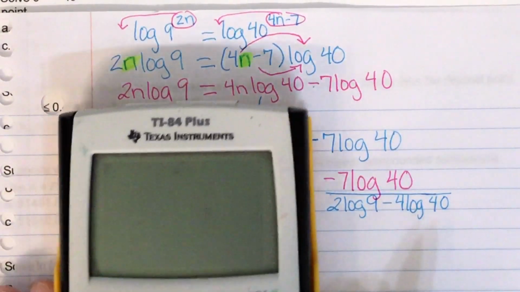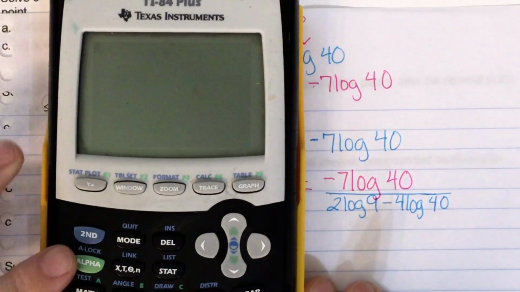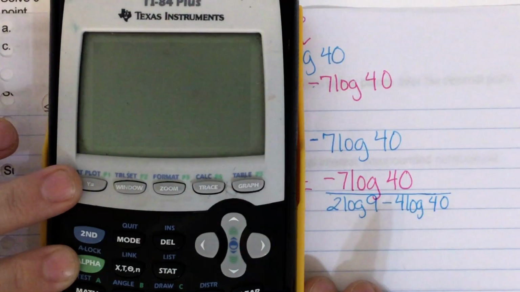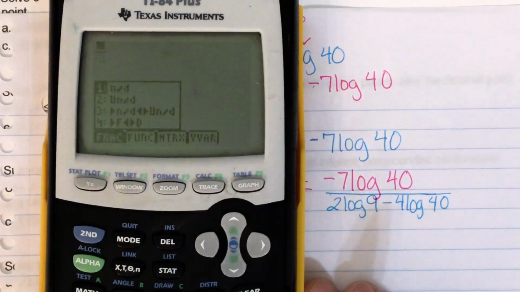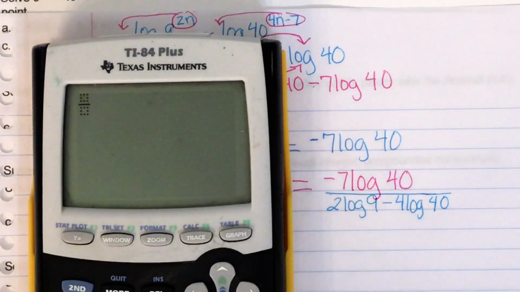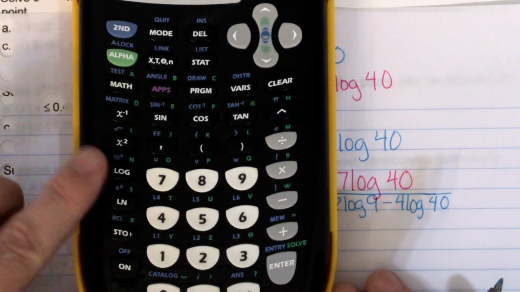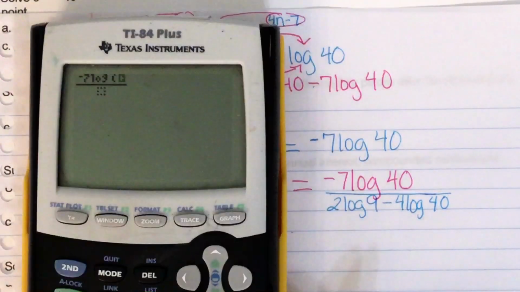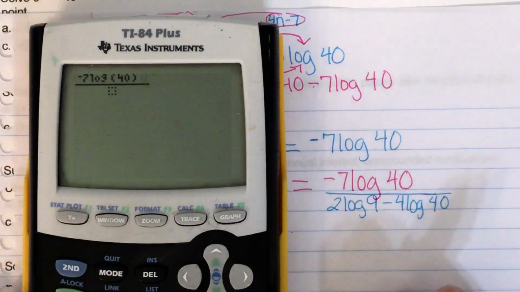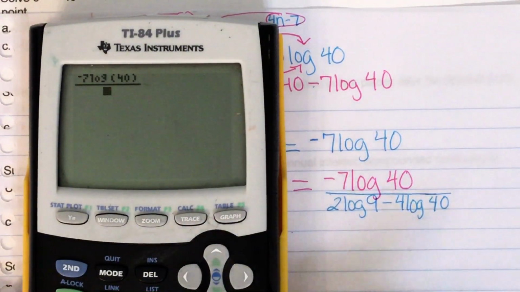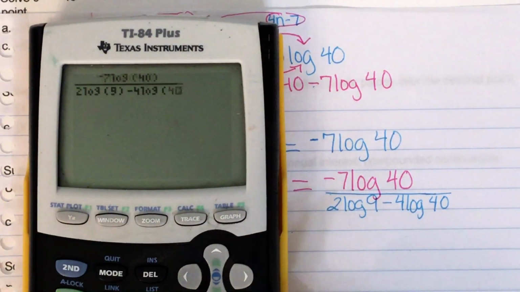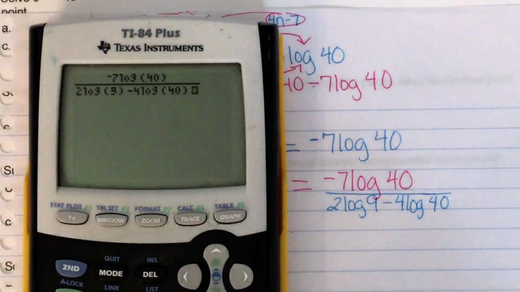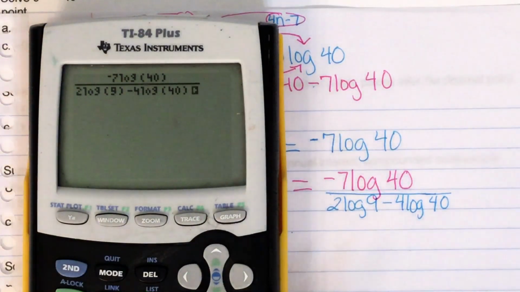Okay, so I'm going to push alpha y equals to pop up my fraction. It's going to be the easiest way to do this. So alpha y equals, hit enter. So up top, I've got negative 7 times log of 40, close the parenthesis, arrow down. In the bottom, I've got 2 log of 9 minus 4 log of 40. So I just get to put this whole thing into the calculator. Just have to be careful. And then I hit enter.